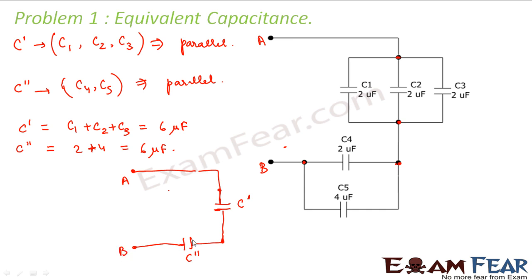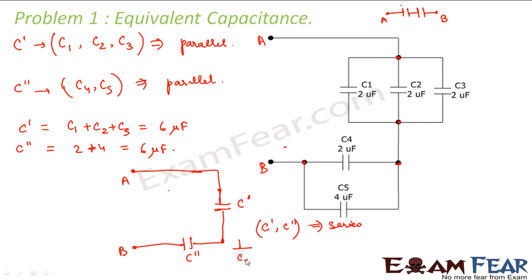So how does your circuit look now? The circuit starts from point A, goes to one capacitor, then goes to another capacitor, and then goes to B. So this is a series combination. The series combination starts from a point, goes to a capacitor, goes to another capacitor, and reaches another point. Therefore, the charge on both the capacitors is the same, because charge is not getting distributed. The same charge is going to both of them. So now we see that C dash and C double dash make a series combination.